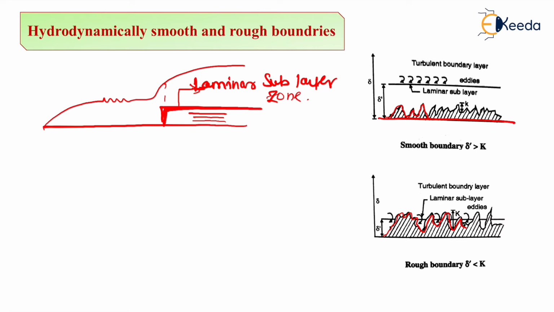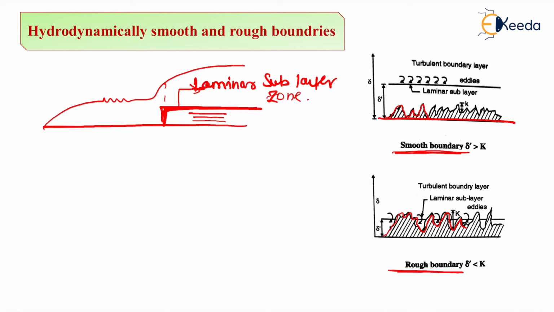If the undulations are below the laminar sublayer, it means that they are not disturbing the shear stresses beyond this laminar zone. That type of plate is called a smooth boundary. And if the undulations have height more than the laminar sublayer zone, if the part of the plate is encroaching beyond the laminar sublayer zone, then it will create some disturbances, some wake formations. That type of plate is called a rough boundary.